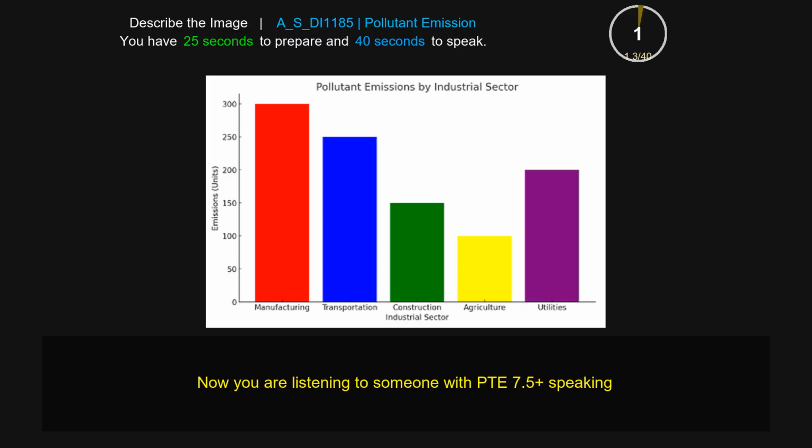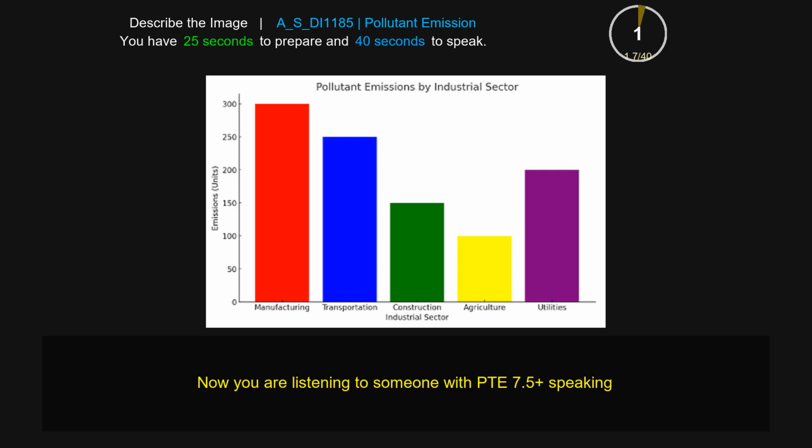This is a bar graph which shows information about pollutant emissions by industrial sector. First of all, it shows manufacturing, transportation, construction, industrial sector. Furthermore, it highlights agriculture and utilities. It is clear that the highest area is covered by 300 in manufacturing and the least area is covered by 100 in agriculture. Moreover, the data is 150 in construction industrial sector. Overall, that is the data I can explain for this bar graph.